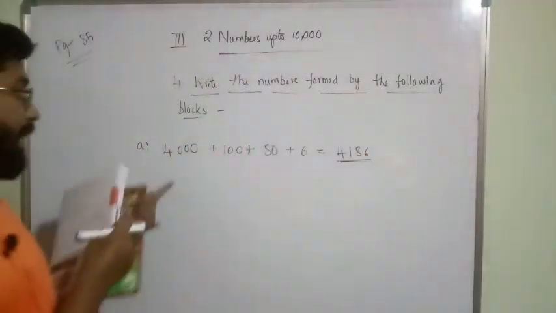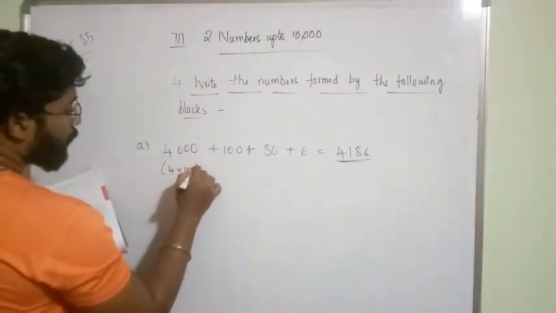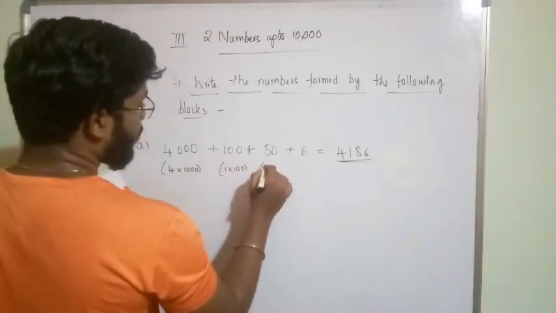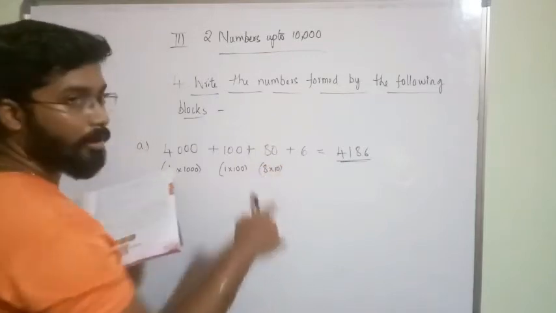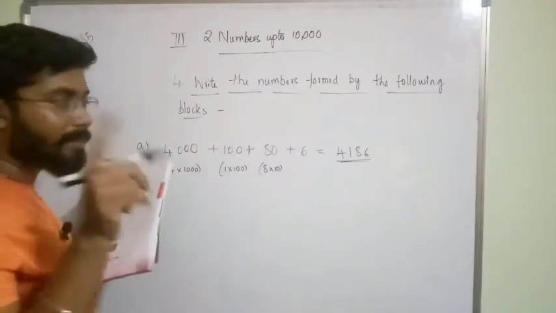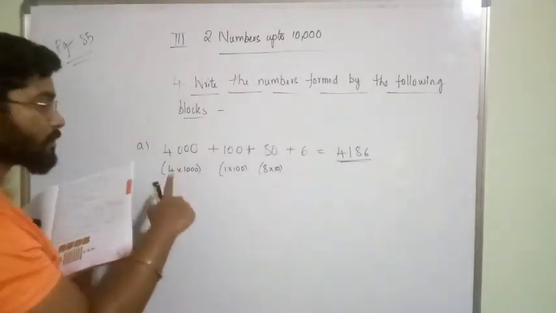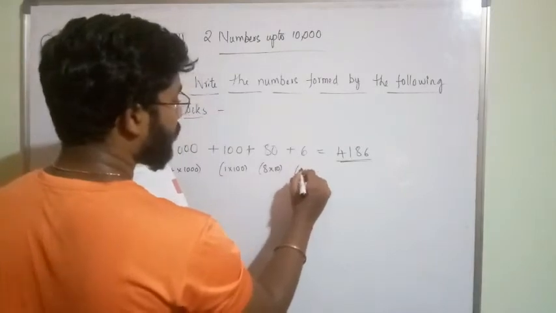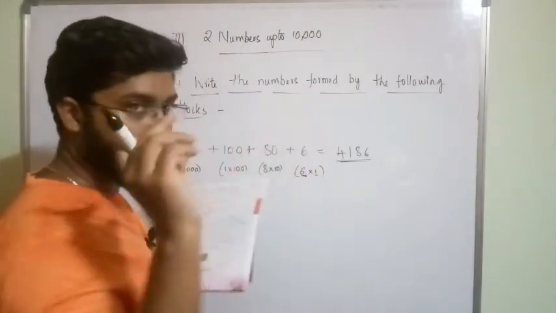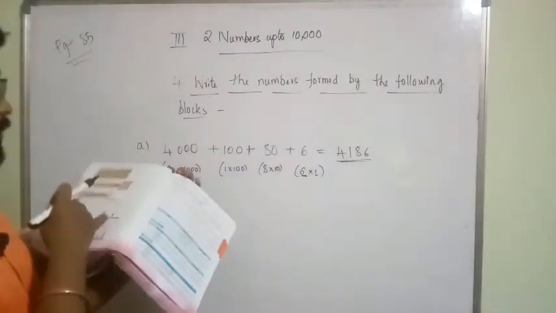First, A's answer is this one. 4 cubes, each value is 1000, so 4 into 1000. Here 1 into 100. This is 80. 8 into 10 means 8 tall boxes. 100 into 1 means 1 square-like box. 4000 means 4 cubes, each of value 1000. This is 6, 6 into 1, 6 small cubes, each value is 1. That's why I have written 1 here. So with this we have completed your A.